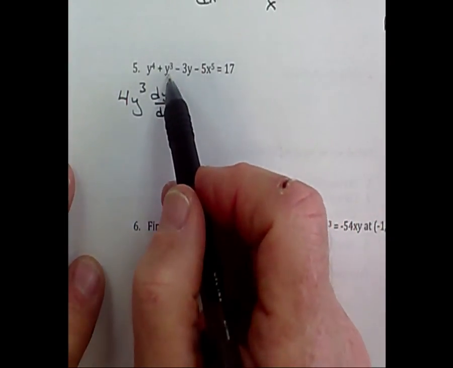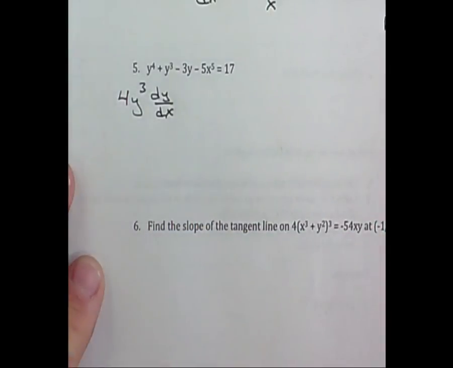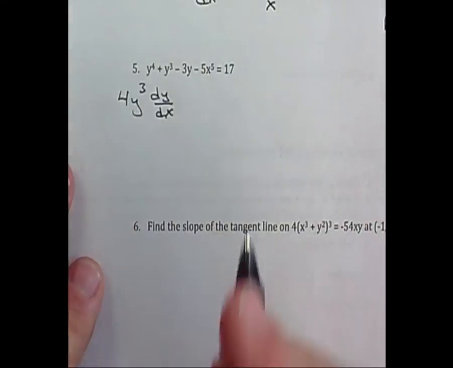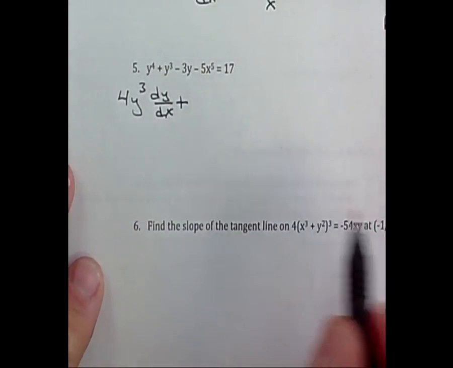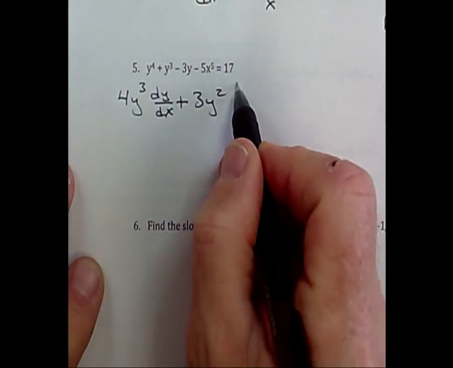Denise, you only have 1, 2, 3, 4 terms left. Which one do you want to take the derivative of? Let's do y to the 3rd. Y to the 3rd. So it's going to be a plus. What do you think it is? 3y to the 2nd dy over dx. Perfect.